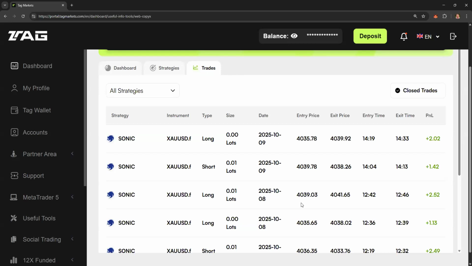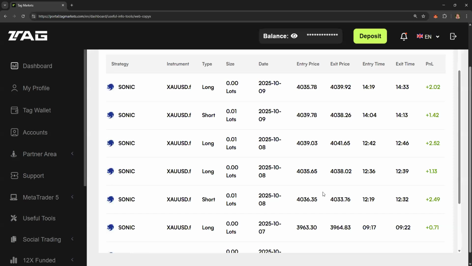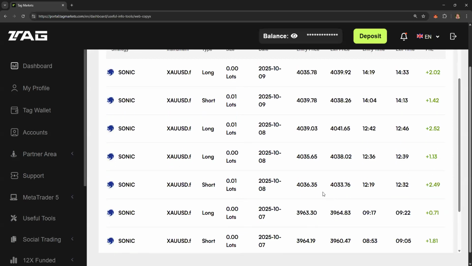You can see it's long or short, so it buys or sells. But the principle here is you can see the greens compared to the reds. There's a massive, massive difference, folks.